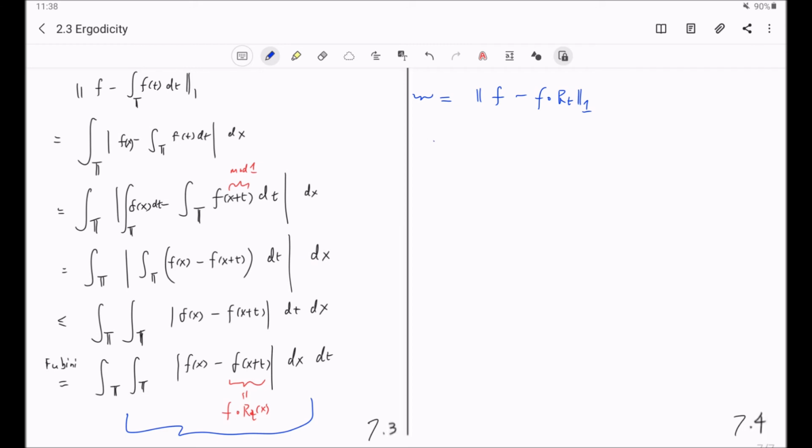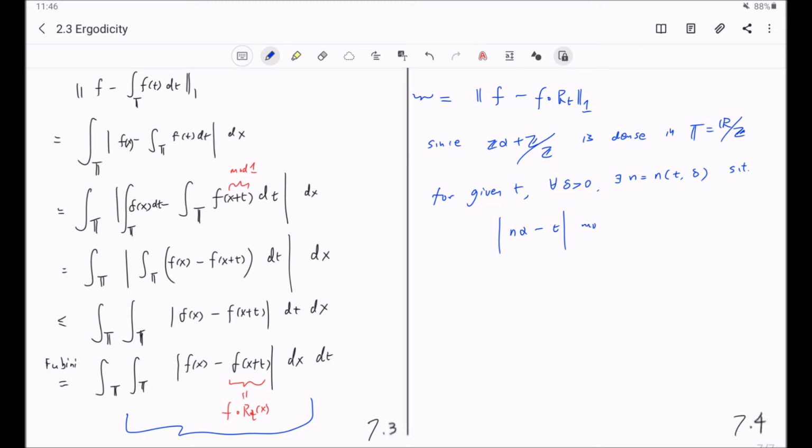Because Z times alpha plus Z mod Z is dense in T equals R mod Z, for this given t and any delta greater than 0, there exists n that only depends on t and delta, such that the absolute value of n alpha minus t mod 1 is very small, smaller than delta.